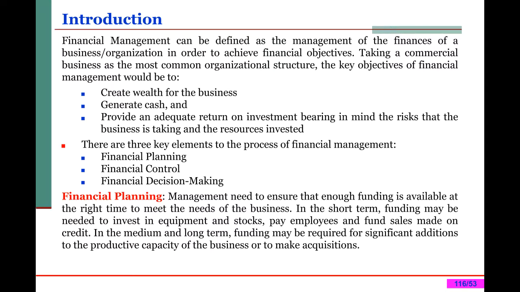There are three key elements to the process of financial management: financial planning, financial control, and financial decision making. Financial planning. Management need to ensure that enough funding is available at the right time to meet the needs of the business. In the short term, funding may be needed to invest in equipment and stocks, pay employees, and fund sales made on credit. In the medium and long term, funding may be required for significant additions to the productive capacity of the business or to make acquisitions.